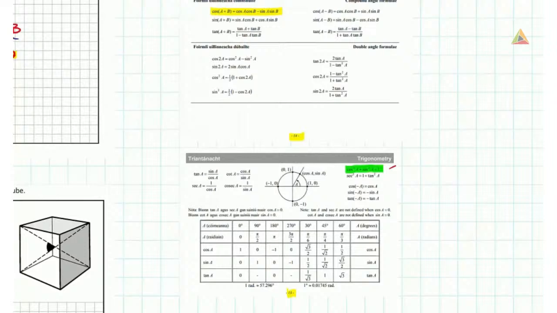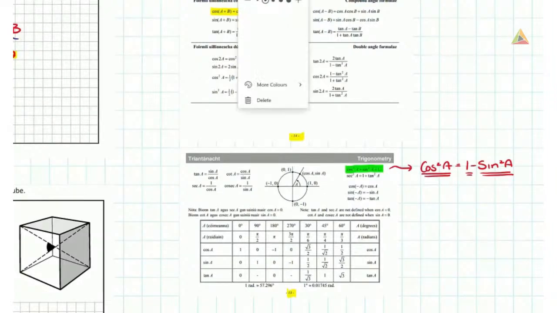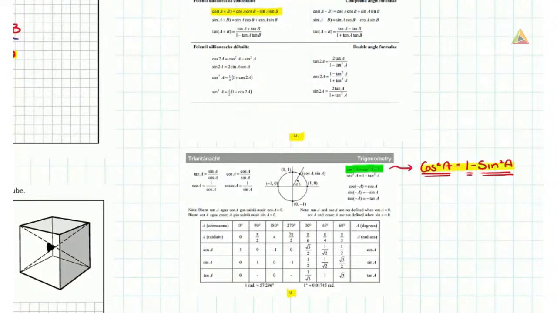And what we can do is rearrange that to get cos squared A is the same thing as 1 minus sine squared A. So if you have the cos of an angle and you square it, that's exactly the same as taking the sine of the angle squared away from 1. So that is our identity that changes from cos to sine or vice versa.